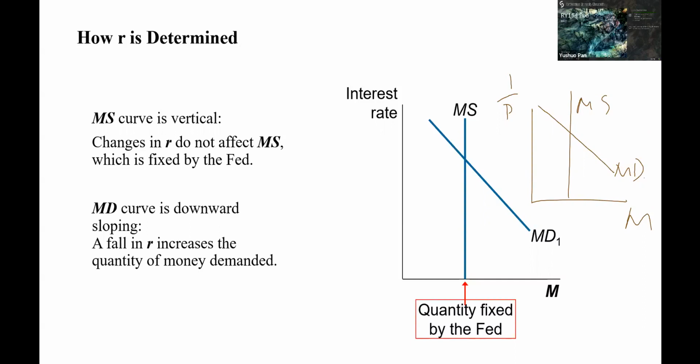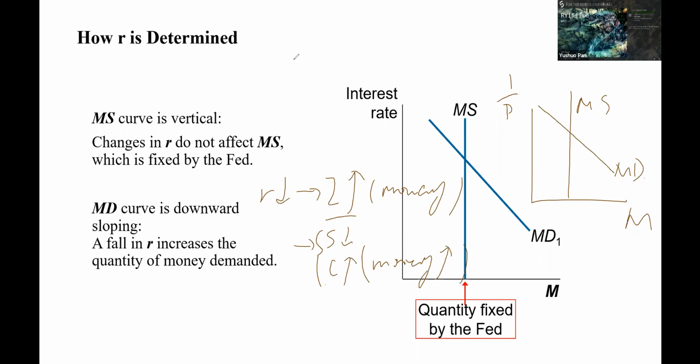When R decreases, people can borrow more money, right? Because the cost is lower, then money demand is higher. If the interest rate is lower, investment should be higher, so they need more money. Or if the interest rate is lower, people are going to save less. Saving is going to decrease, or consumption is going to increase, which means they are going to need more money. So a fall in R increases the quantity of money demanded.